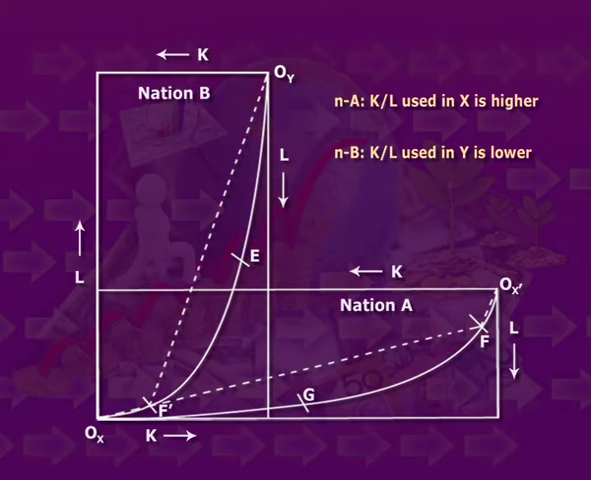With a lower W and higher R in nation B, W by R is lower in nation B than in nation A. Similarly, with a higher R and lower W in nation A, W by R is higher in nation A than in nation B. This has been understood by the slope of the line at points G and E. The line passing through G is flatter than the line passing through E.